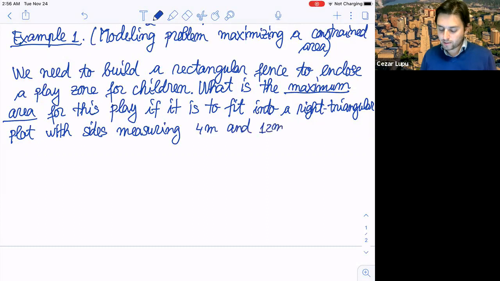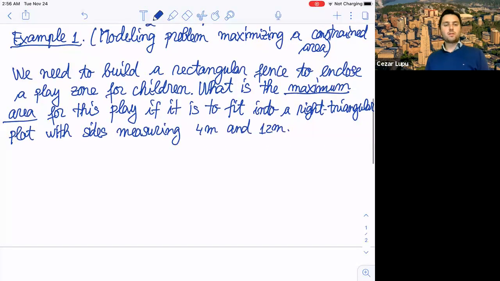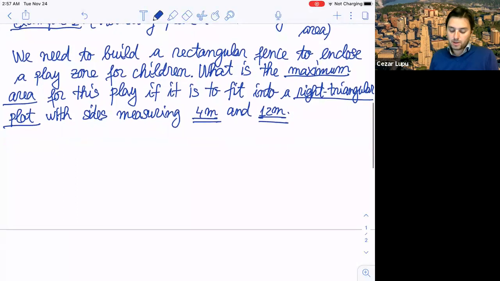Okay, now let's look at the problem. Let's read it carefully, and now we would like to draw a picture so that we can see better. We want to build a rectangular fence to enclose a play zone for children. What is the maximum area for this play zone if it is to fit into a right triangular plot? Oh, this is important here. With sides measuring 4 meters and 12 meters. All right, let's draw the picture then.